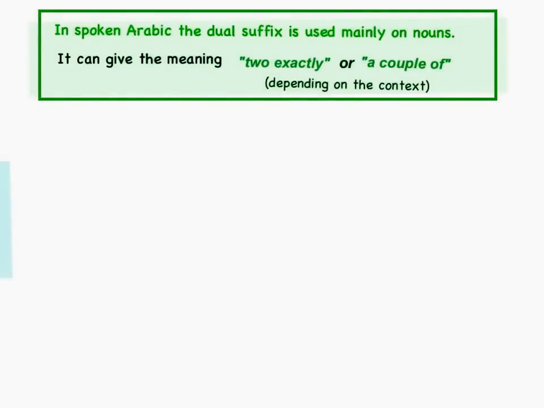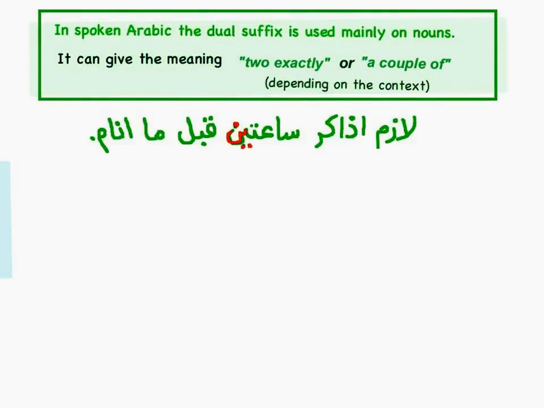In spoken Arabic, the dual suffix is used mainly on nouns. It can give the meaning of two exactly or a couple of, depending on the context. So in Egyptian عامية, I would say لازم أذاكر ساعتين قبل ما أنام, which translates into I have to study for 2 hours exactly before I sleep. Notice the ya noon at the end of ساعتين. ساعة is 1 hour, but when you add ya noon, it becomes 2 hours.